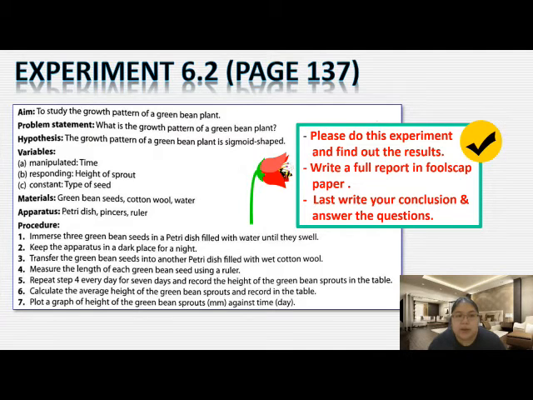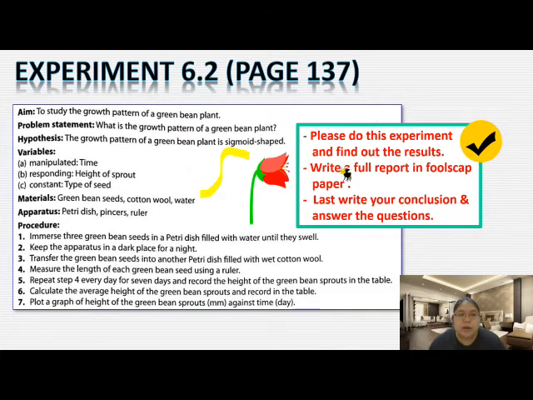The aim is to study the growth pattern of the green bean plant. Let's see the problem statement. What is the growth pattern of the green bean plant? That means later you need to show the pattern of the green bean plant. Now the hypothesis: the growth pattern of the green bean is a sigmoid shape. Sigmoid shape is what we just saw. This one we call sigmoid.